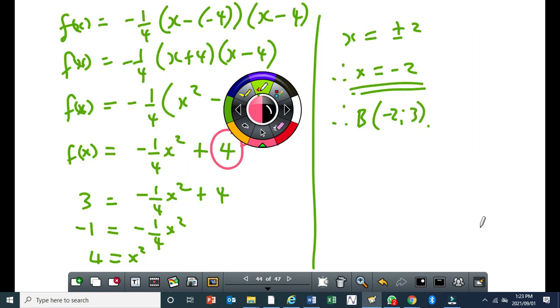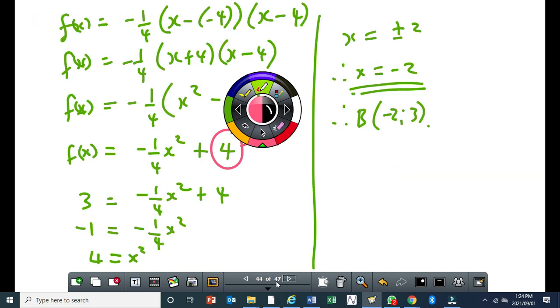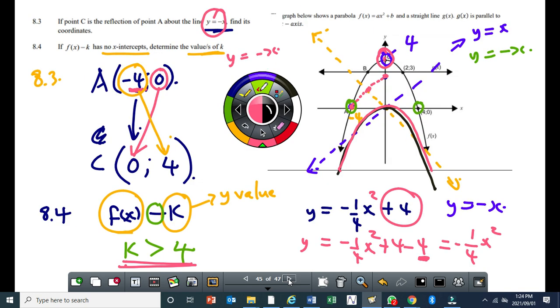Avumile, for 8.2, I forgot to answer 8.2. I'll come back to 8.2. Let me carry on to 8.4. What I'm saying is, if you want the graph of f of x to have no x-intercepts, it means you have to move it downwards by more than 4 units.